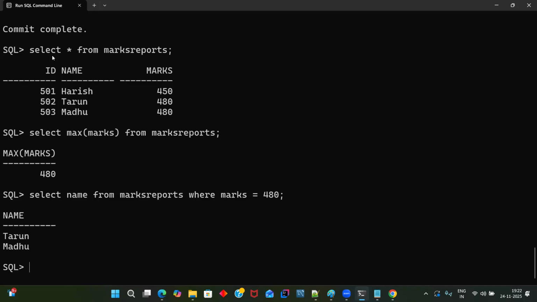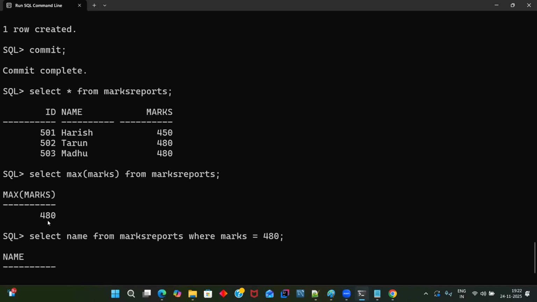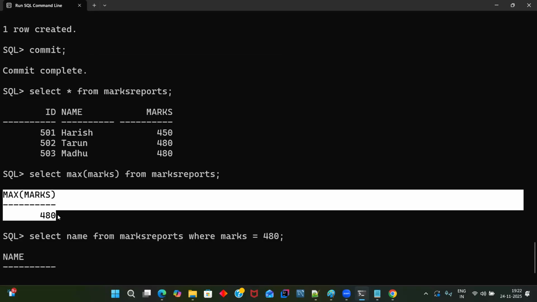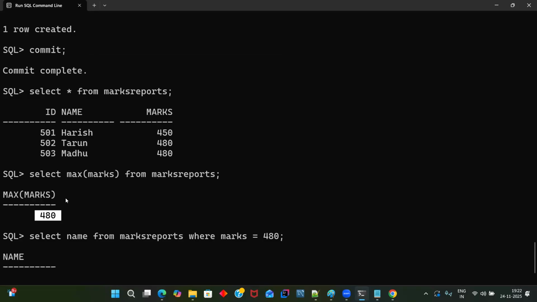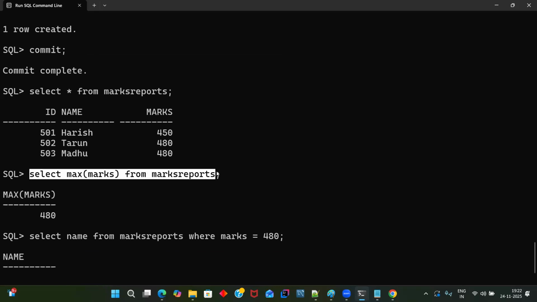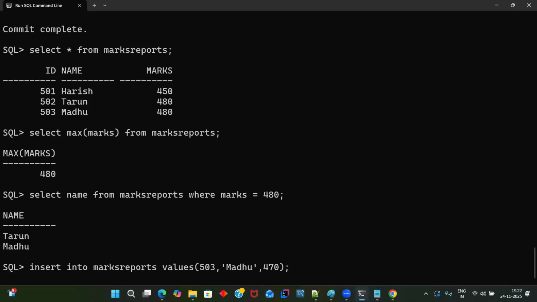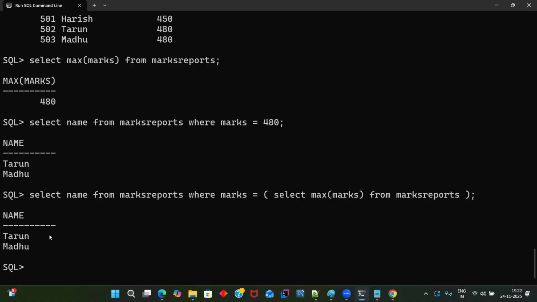Yes, sir. Now, see, guys, forget about this query. We know that this query takes a single value, but there could be a possibility that this query will take multiple values. Now, if you go with your full query, if I run it, what will be the output? Two names, Tarun and Madhu. Let's run it. You can see the two outputs.